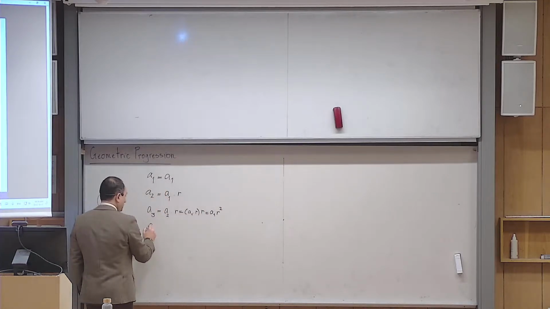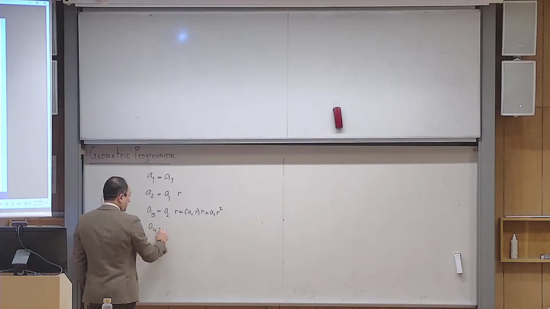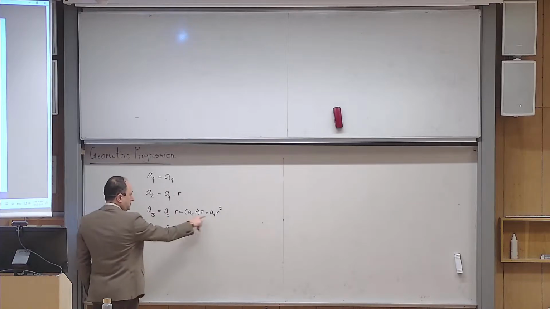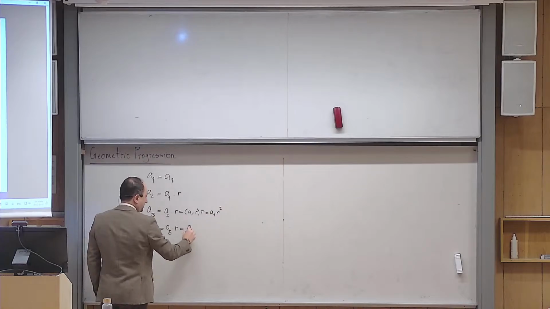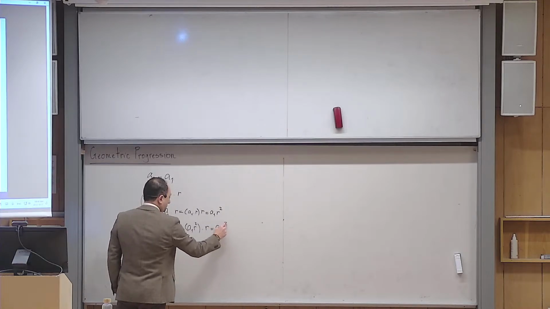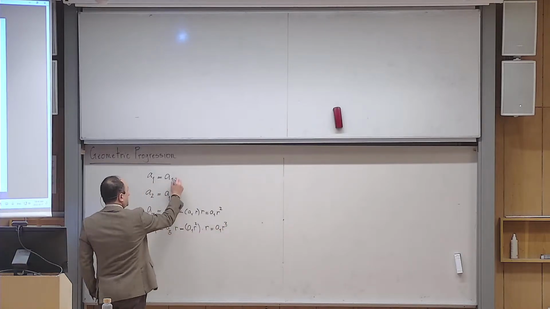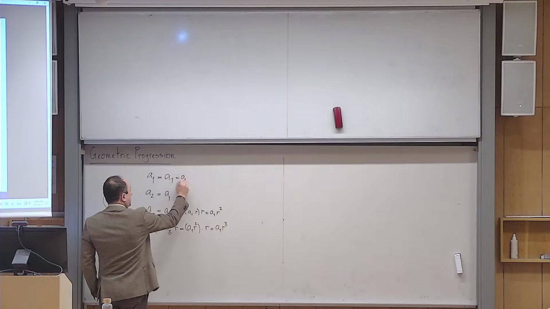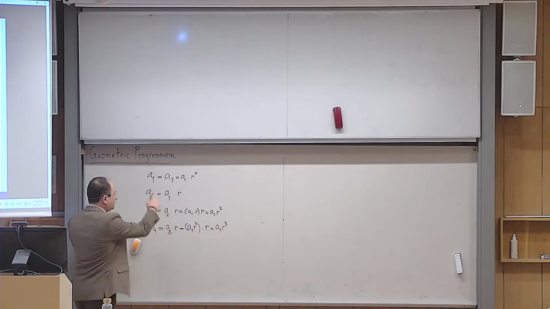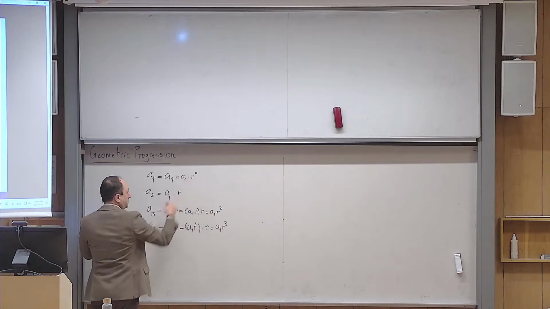Now let me just do one more. a4 is the previous term, a3, multiplied by the common ratio, but I just found a3 is this expression. So instead of a3, I put this, so it becomes a1 r squared, and then I have another r. So this becomes a1 r to the power of 3. If you want, I can write a1 as a1 r to the power of 0. I just want to find a pattern. This is the reason that I'm writing it like this.